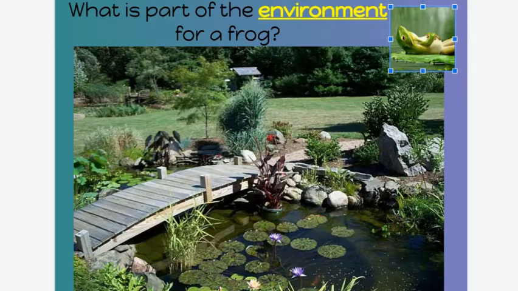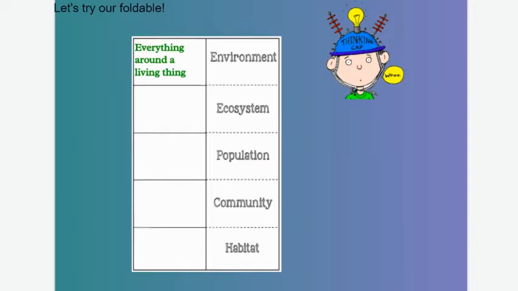Did you say lily pads, the water, dirt, rocks, some grass, some other plants that we maybe don't know the name of yet, trees, the bridge, the wood on the bridge? You're correct. All of those things are part of this frog's environment. They're surrounding where he lives. So, what's an environment again? An environment is everything around a living thing.